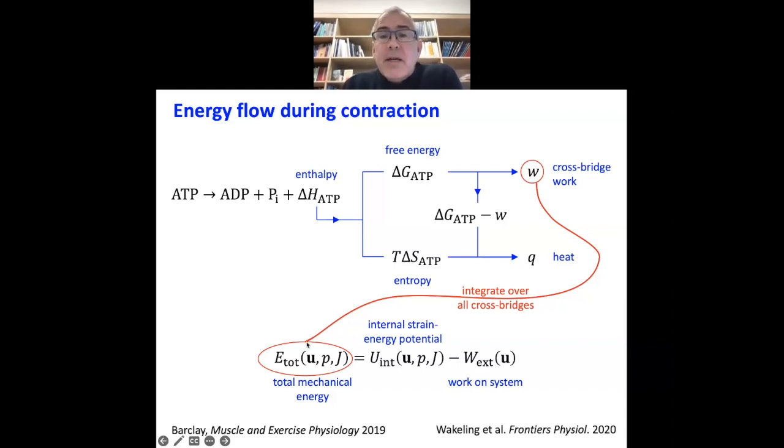So if there is a finite amount of ATP being hydrolyzed, there'll be a finite amount of cross-bridge work, there'll be a finite amount of total mechanical energy. So any energy that's taken up as the internal strain energy potentials will not be available for the muscle to do external work. So understanding the deformations of the muscle and the internal strain energy potentials will maybe give us more insight into what's going on for the whole muscle contraction.